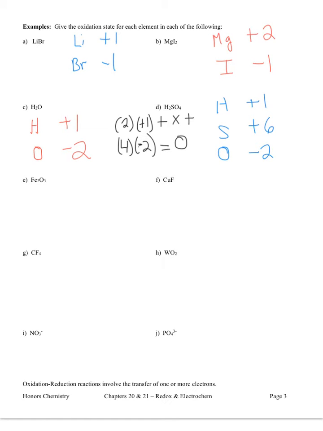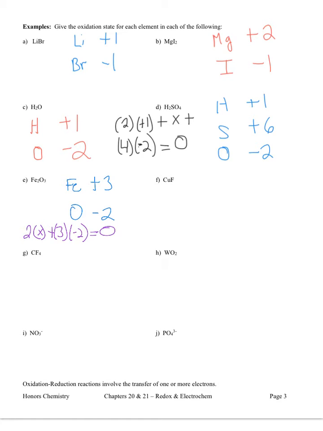All right, let's look at the next one, Fe2O3. We have iron and oxygen. There's no rule for iron, so let's skip it for now. There is a rule for oxygen. Number 7 says that oxygen is going to be -2. So we have 2 irons, so I'm going to say 2 times X plus 3 oxygens, each -2. The total is equal to 0. And so that means that the iron in this case is a +3.